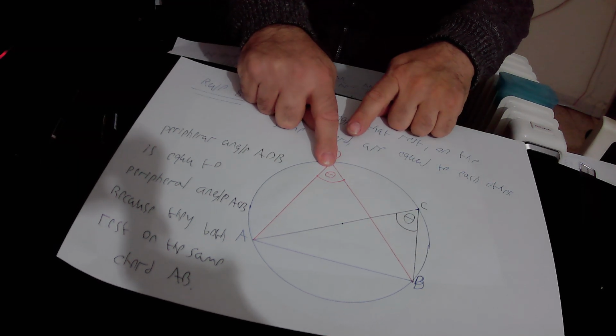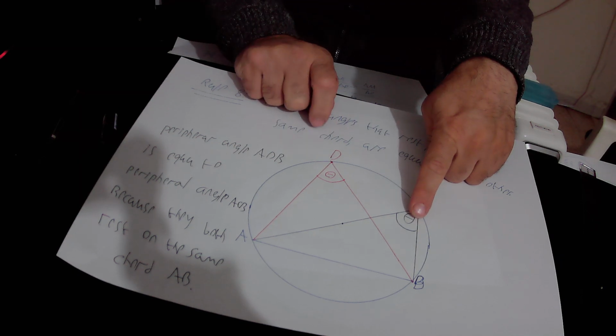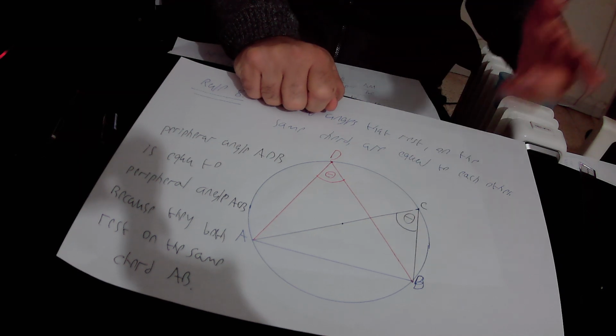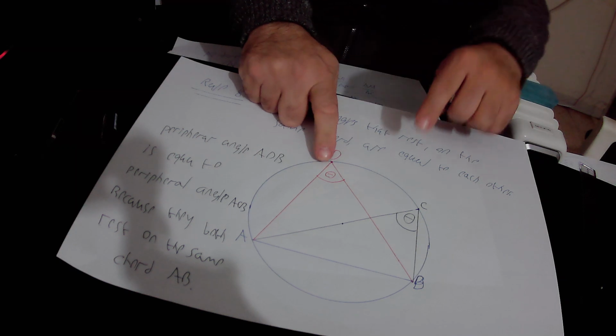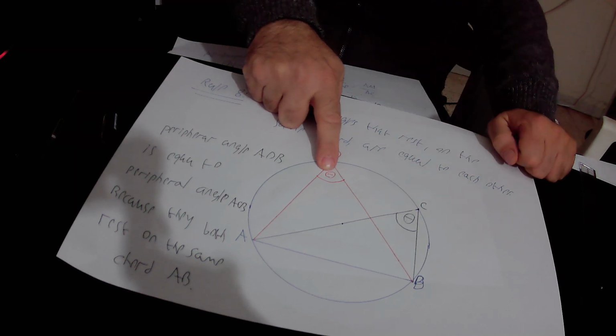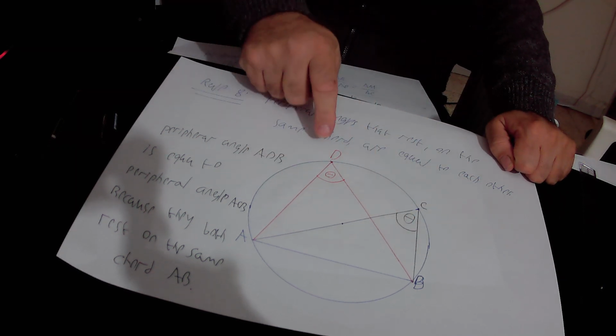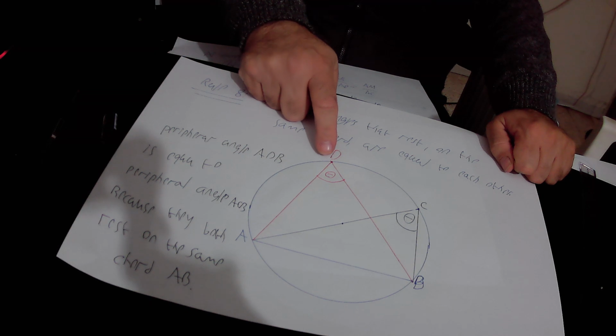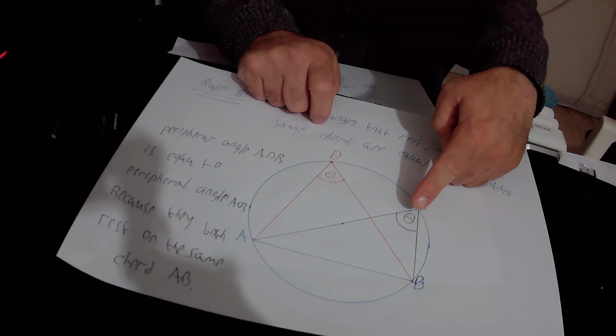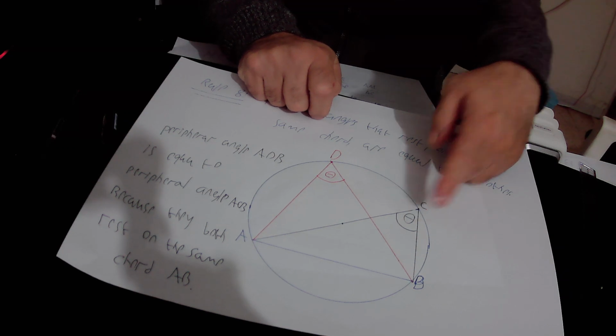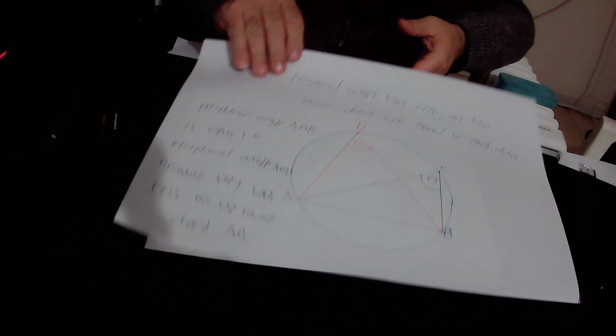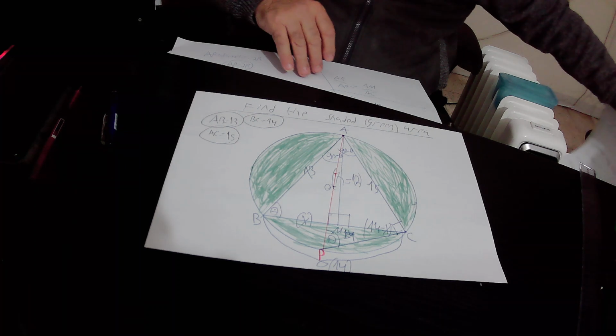So if this angle equals theta, then the other peripheral angle must also equal theta. Because those two peripheral angles rest on the same chord called AB, they are equal to each other. So if peripheral angle ADB equals theta, then the other peripheral angle ACB must also equal theta. We can actually implement rule number 8 in our drawing.